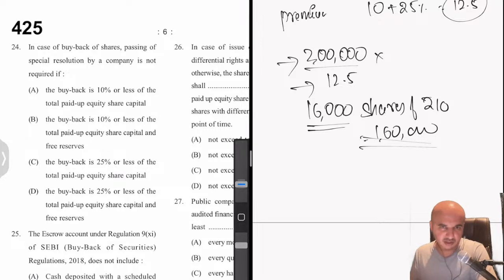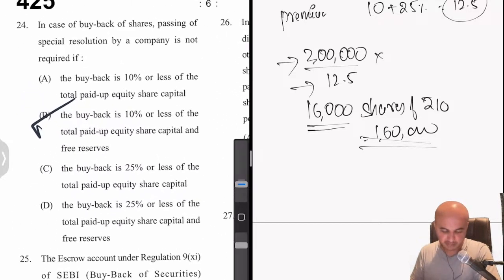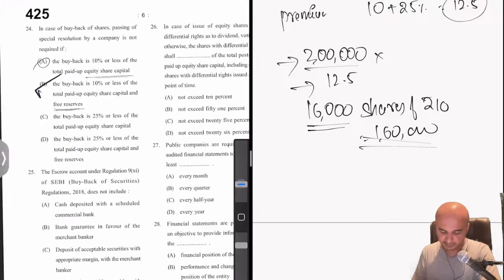In case of a buyback of shares, passing of a special resolution by a company is not required. This we know. If the buyback is 10% or less of the total paid up share capital and free reserves, so option B is the right answer. I don't even know how to explain; this is a provision with respect to buyback. If you have studied the buyback provisions, you will know the right answer just by looking at the options. Don't get confused with option A, because there they have not mentioned the free reserves part, whereas here they have very clearly mentioned the free reserves part. So that is the right option here.